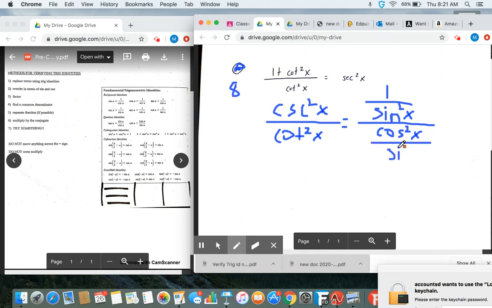So this looks just like a problem we did earlier. And now I can cross out these sines. We're left with 1 over cosine squared x, which we know is the reciprocal for secant squared x.